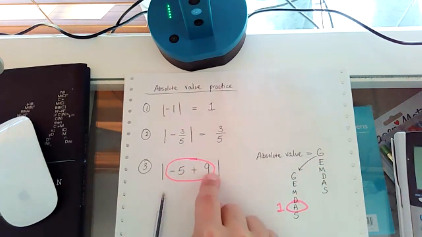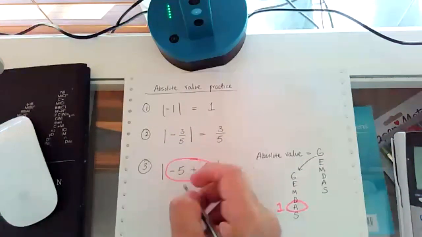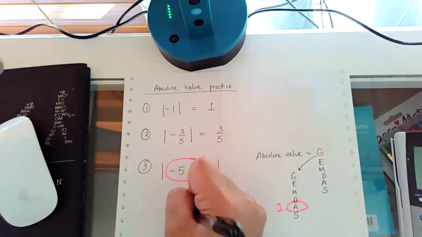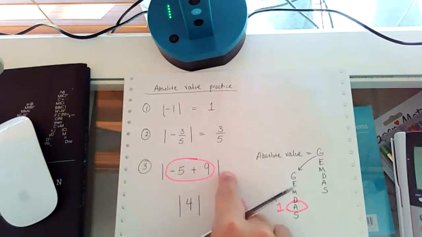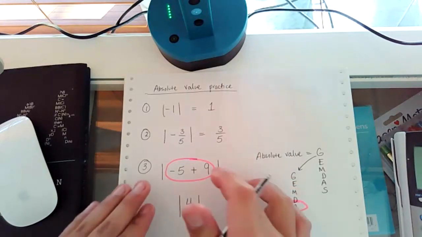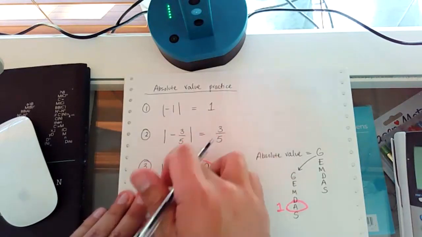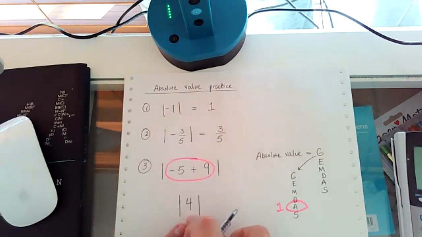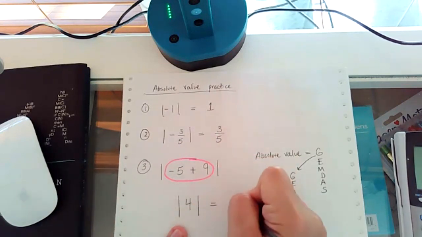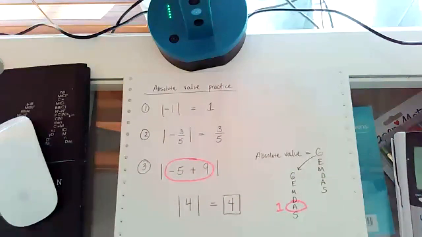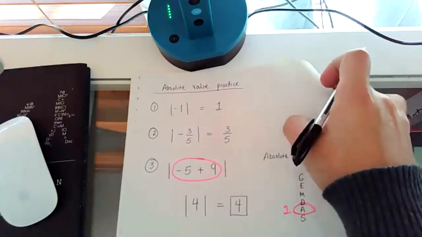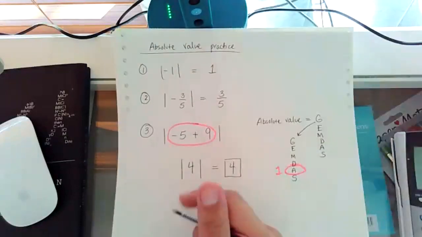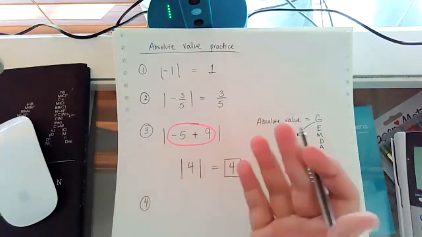So -5 plus 9 should be +4. And then I haven't used the absolute value bars yet. I will evaluate the stuff inside the absolute value bars, and then I will take the absolute value. So the absolute value of 4 is then 4, and we can just call it a day there. Okay, now that might seem convoluted, but let me give you another example.